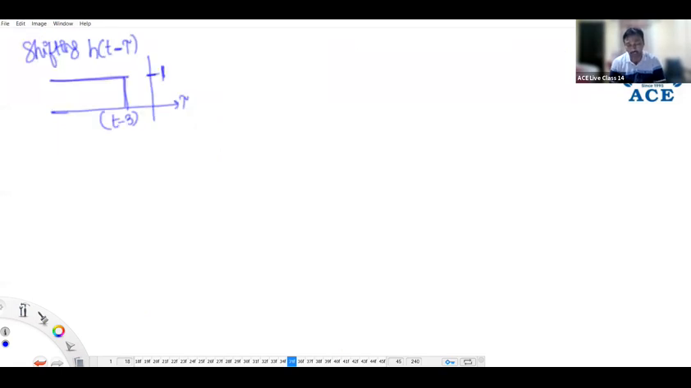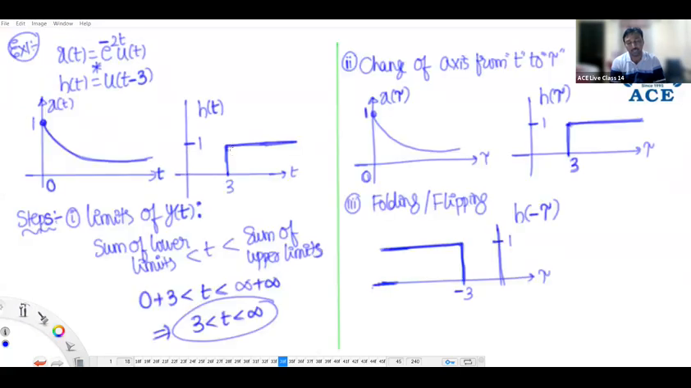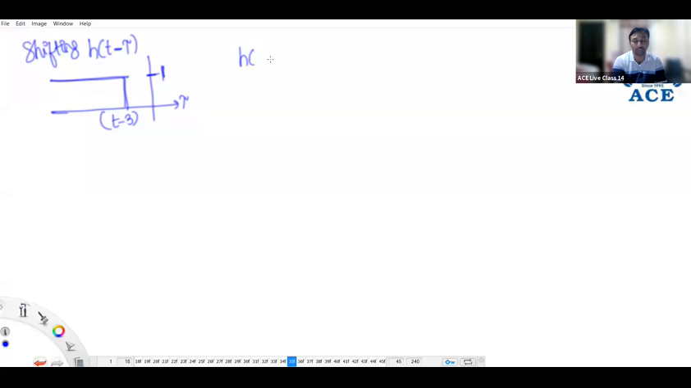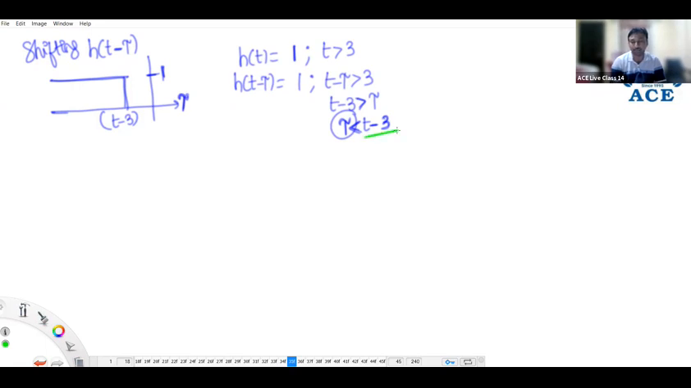Let me explain how we got that limit. What is the mathematical expression of h(t) from the graph? It is 1 for t greater than 3. So what is h of t minus tau? 1 for t minus tau greater than 3. t minus 3 greater than tau, so tau less than t minus 3. We should express in terms of tau because integration is done with respect to tau. So less than t minus 3 means the upper limit we got is t minus 3. That is what we have taken directly.